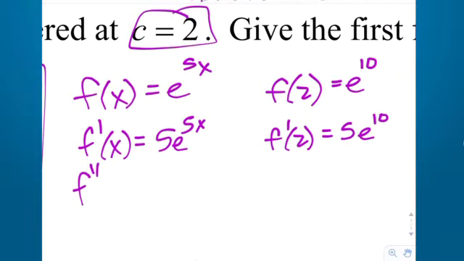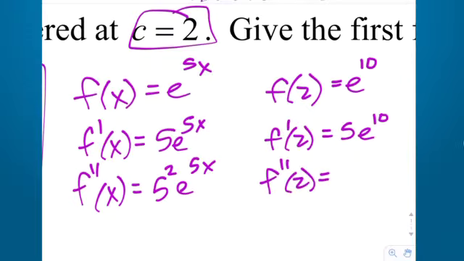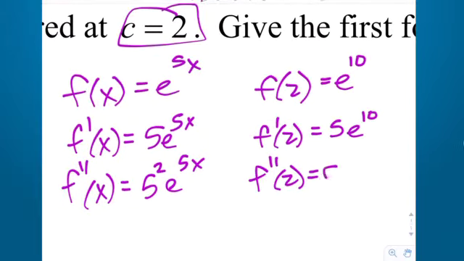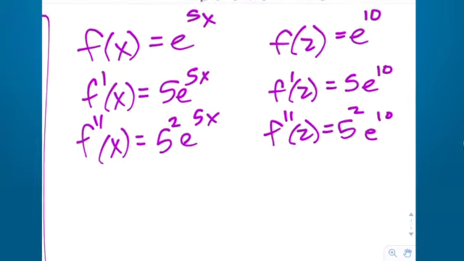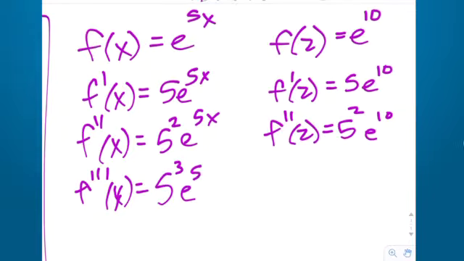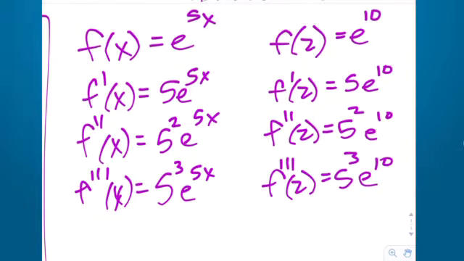f double prime of x is going to be times another 5. Well, I'm not going to call it 25, I'm going to call it 5 squared, and you'll see why here in a second. It's just maybe lazy, if nothing else. 5 squared e to the 10th. And I think you kind of see a pattern emerging now. The third derivative is going to be another chain rule times another 5, so it's going to be 5 cubed e to the 5x. And then the third derivative at 2 will be 5 cubed e to the 10th. So on and so forth.